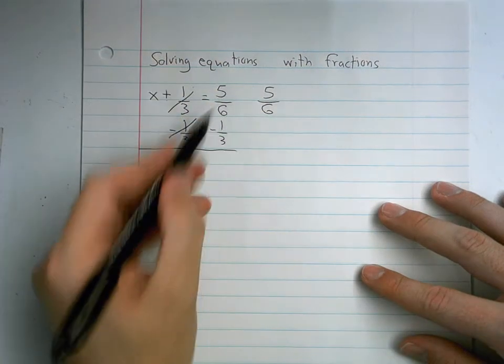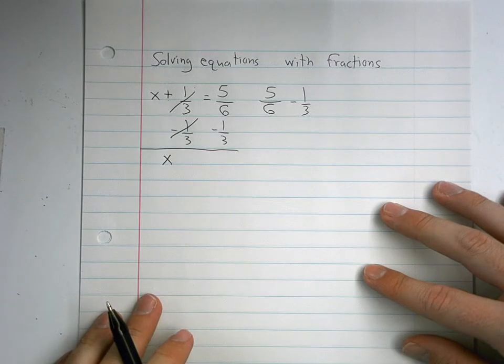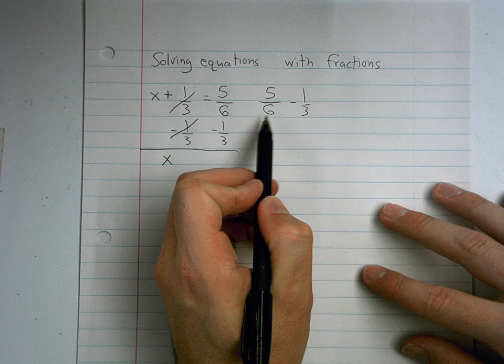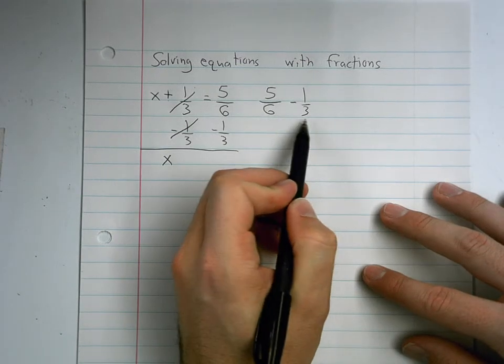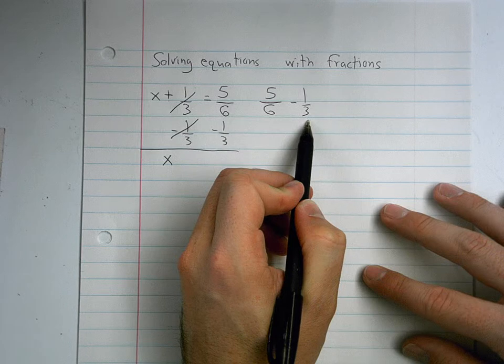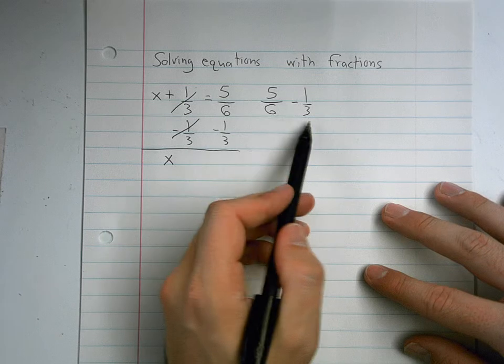So 5/6 minus 1/3. And we need a common denominator. Now luckily, 6 is a multiple of 3. Our larger denominator is a multiple of our smaller denominator. Okay, if you don't know how to do a common denominator, you can check one of the other videos I have. That'll help you do that.